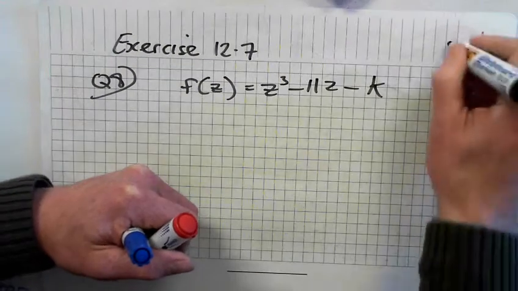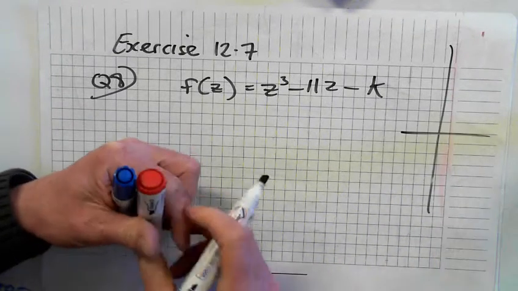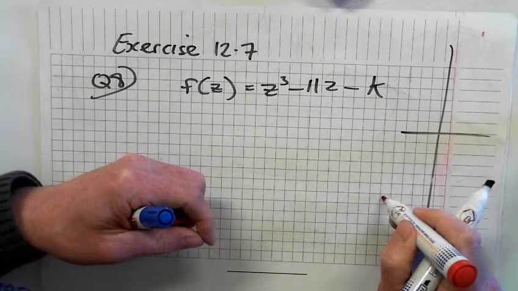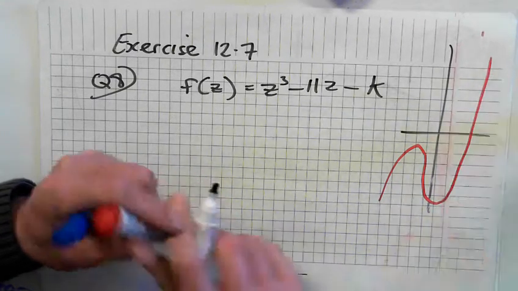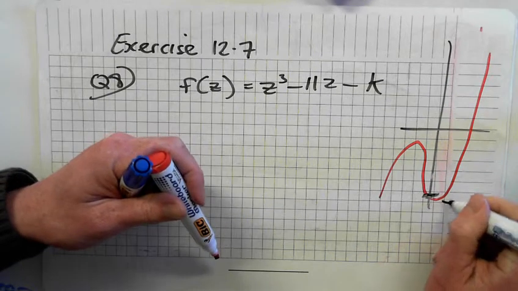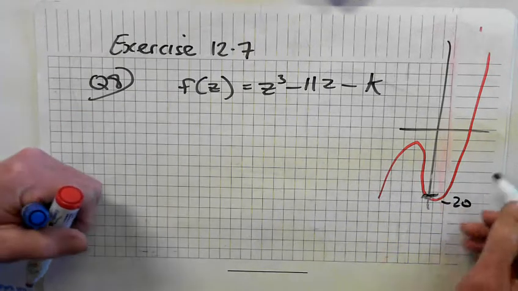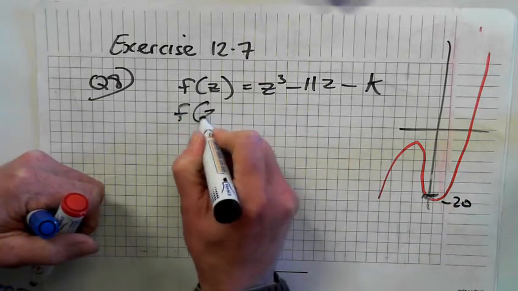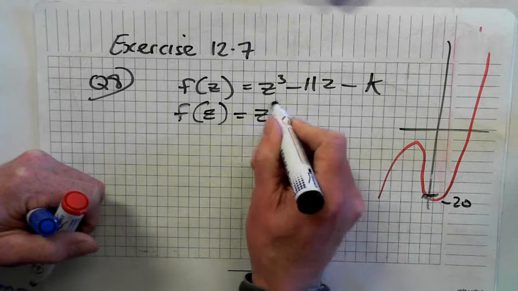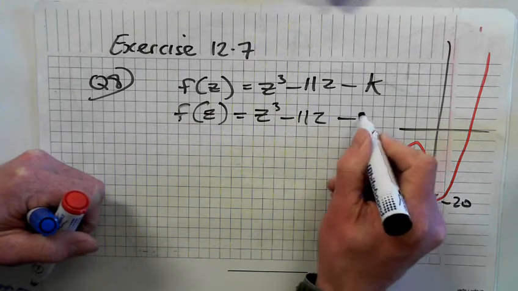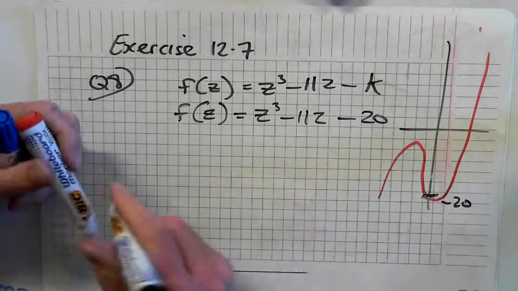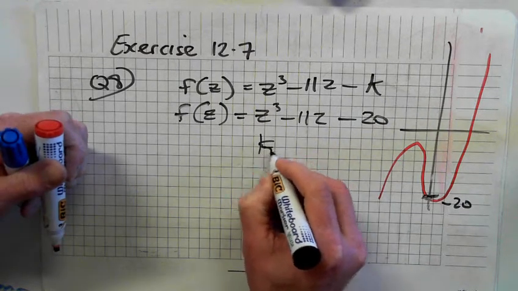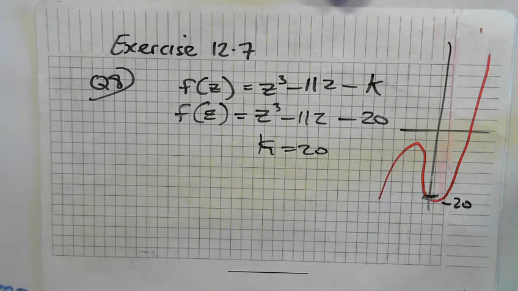Where does it cross the y-axis? This point here is minus 20. Alright, so what's the value of k? 20. K is equal to 20.